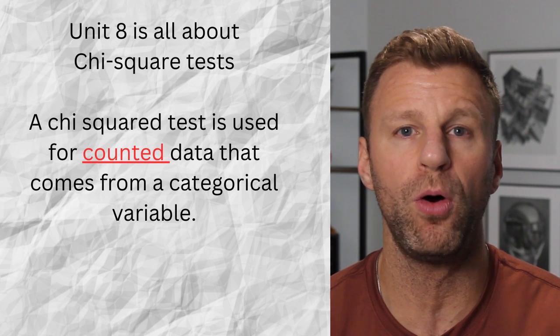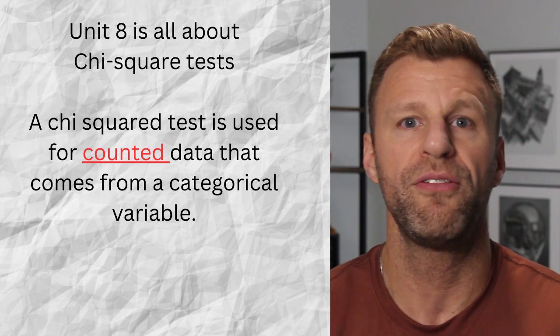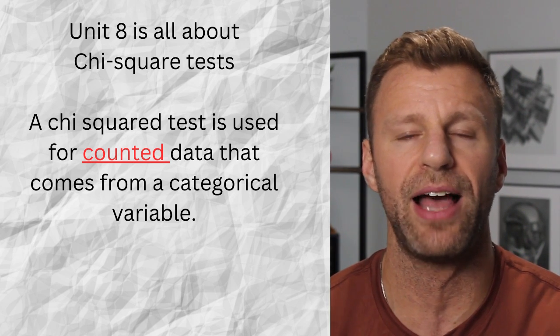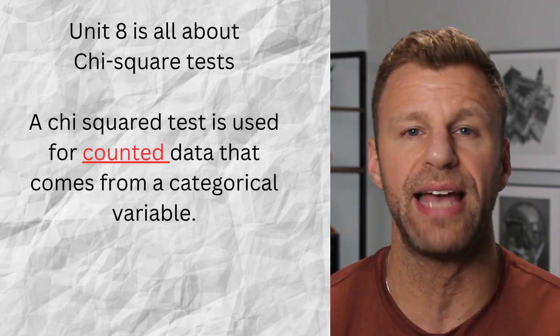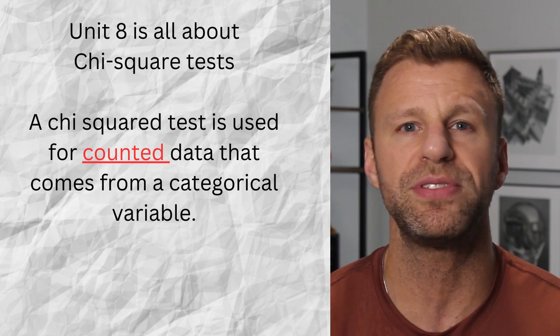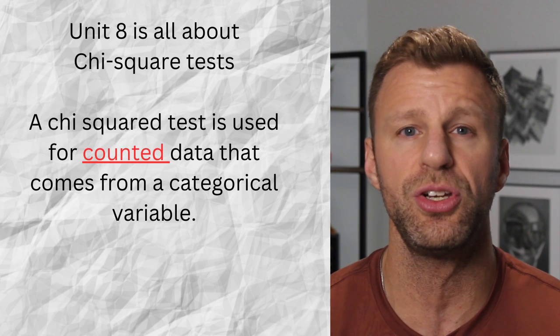Like 13 people were counted to like blue, 15 people were counted to like red, and 26 people were counted to like yellow. That's an example of counted data across a categorical variable of what's your favorite color. This is the type of data that a chi-square test is used on.